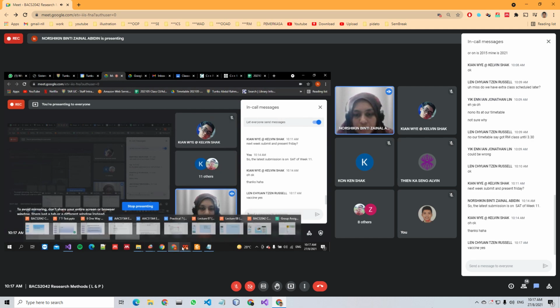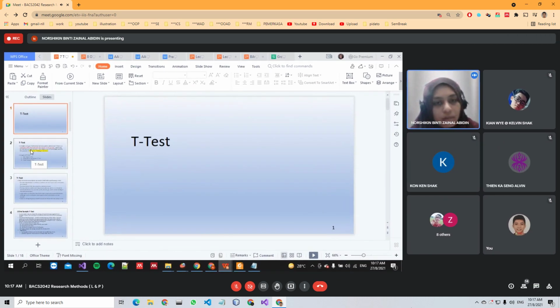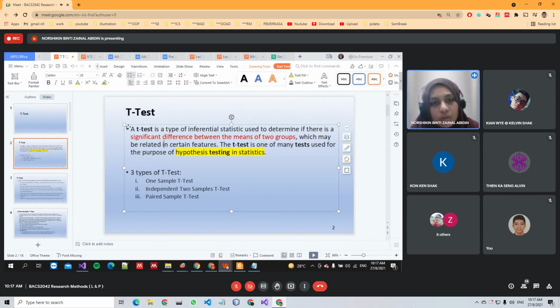So I assume you guys already opened this practical 7, t-test. So what is t-test? T-test is already explained in our lecture. A t-test is a type of inferential statistic used to determine if there is a significant difference between the means of two groups, which may be related in certain features.